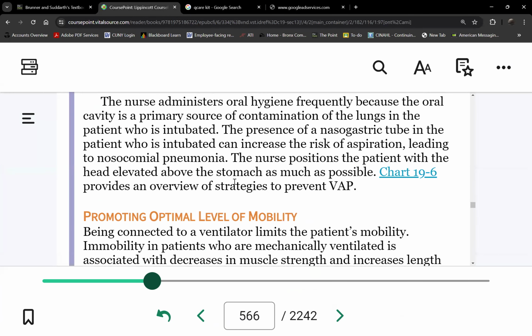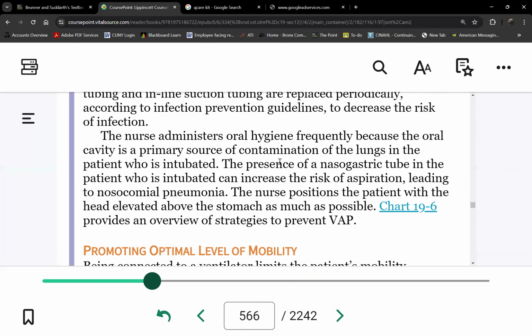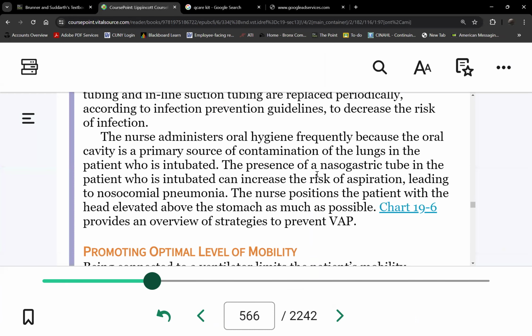Again, strategies to prevent VAP. Okay, we'll get to that. Well, actually, it's mentioned here. So one is the head of the bed elevation. This is a ventilator patient, so what's the head of the bed elevation? To prevent aspiration, 30 to 45. Okay, so 30 degrees. And what did we do again every 2 hours?